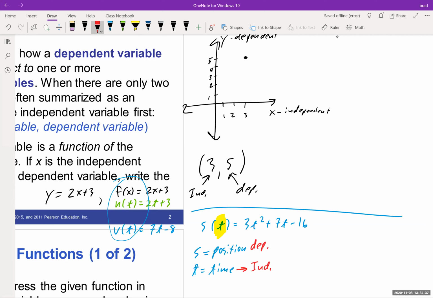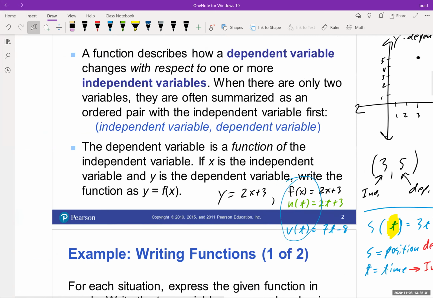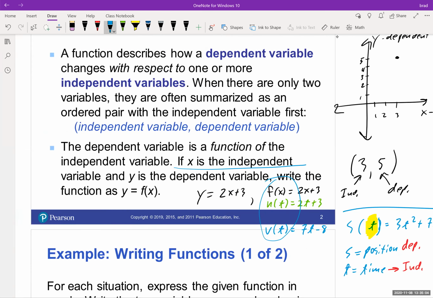Okay, so when you write something in function form or functional notation, you have to keep in mind that whatever's inside those parentheses, this is not saying s times t. Don't think of it that way. It is saying s of t, meaning s based on whatever t is, okay? So that's why they say right here, if x is the independent variable, y is the dependent variable, so it is a function of the independent.